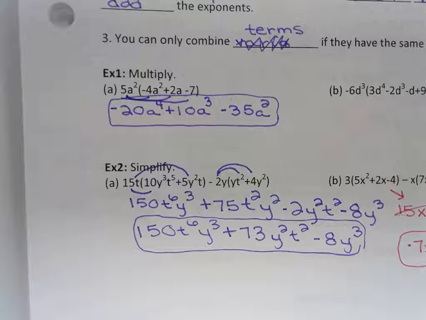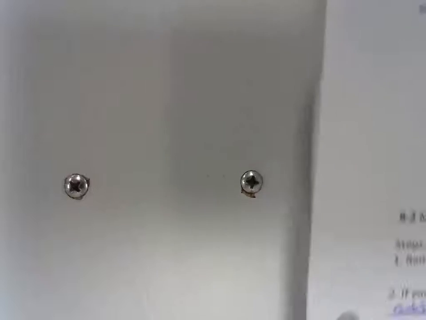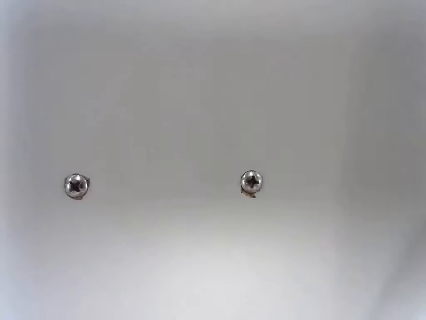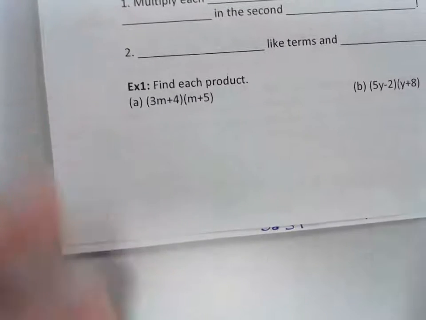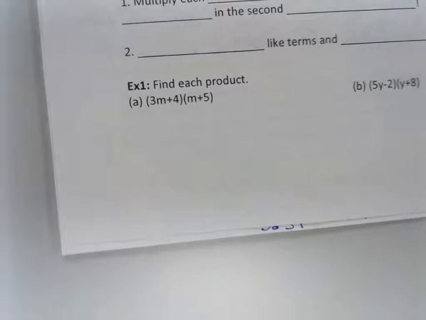So now if I look at 8.3 and 8.4, what am I multiplying together in 8.3 and 8.4? Let's look at example 1. What am I multiplying together? What types of polynomials am I multiplying together for 8.3 and 8.4?